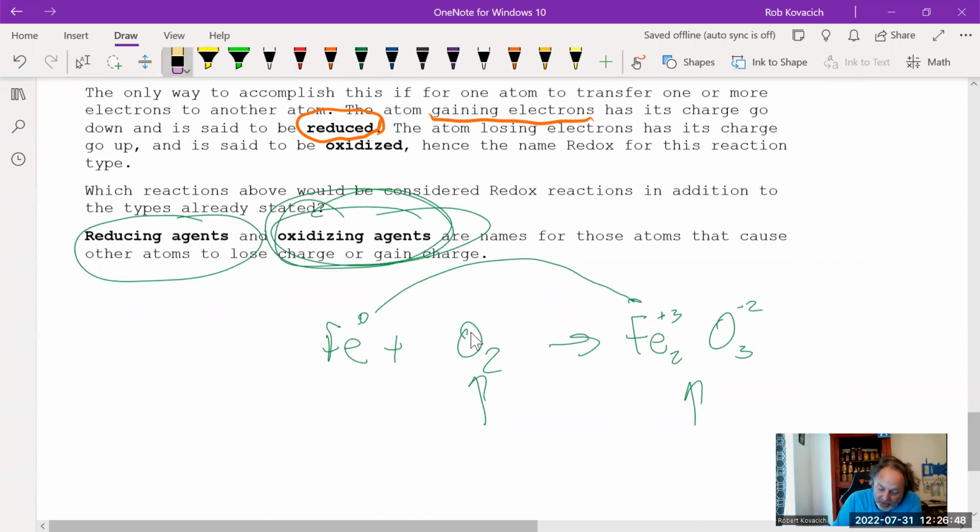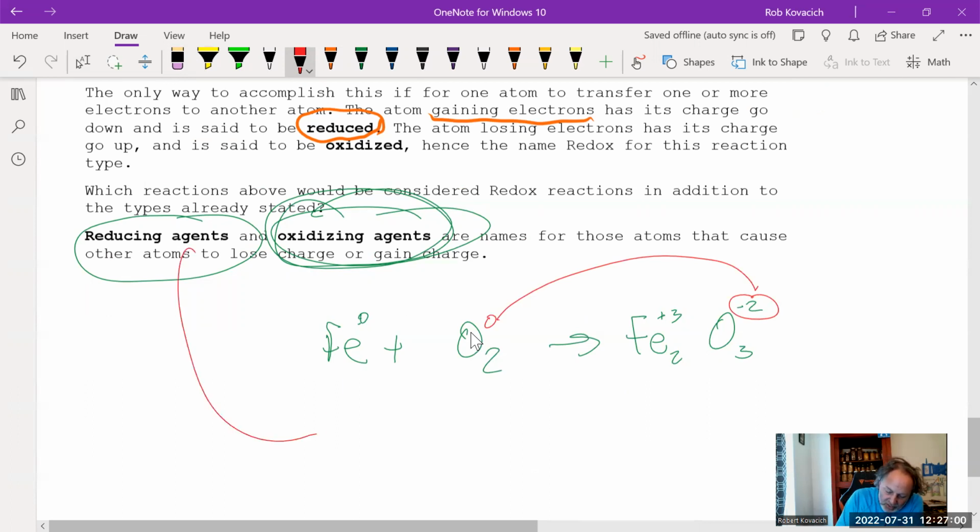Then the other way to think about it is, what did the iron do to the oxygen? Well, the oxygen's charge was 0 and now it's -2. So the oxygen was reduced. So iron is a reducing agent. Iron was actually able to make oxygen's charge go from 0 to -2. So its charge went down.